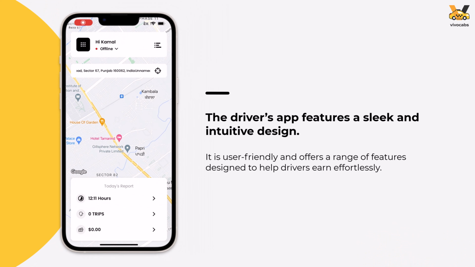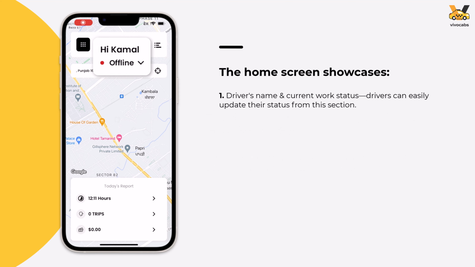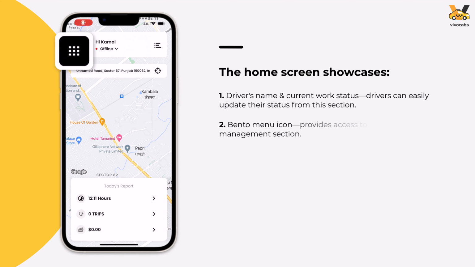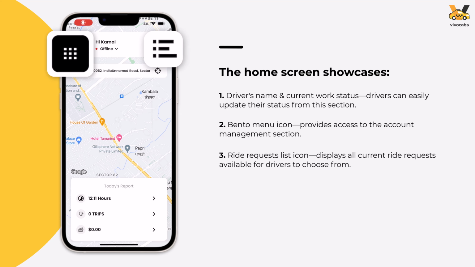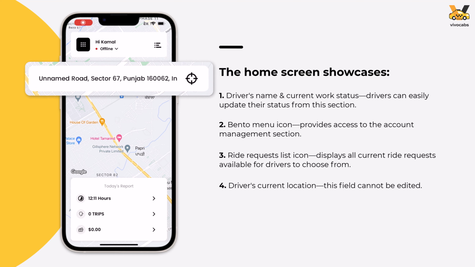Once logged in, users are directed to the home screen of the Driver app. VivoCabs features a streamlined yet sophisticated interface. At the top of the screen, the driver's name and current work status are displayed. To the left, there is a bento menu icon, while the right side features a ride request list icon. Below this section, the driver's current, unchangeable location is displayed.